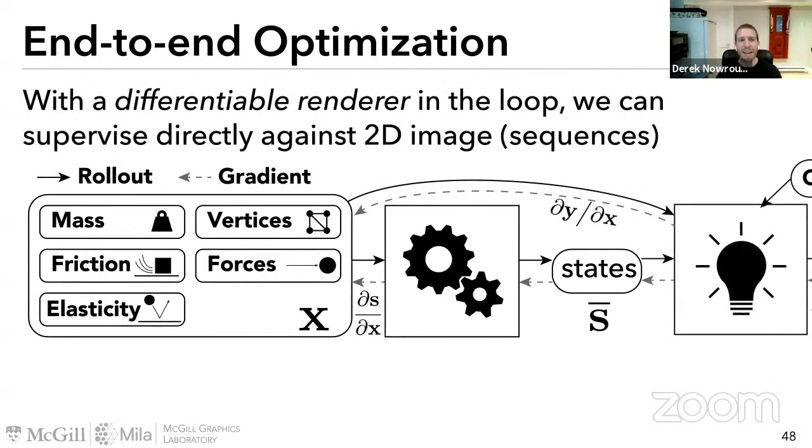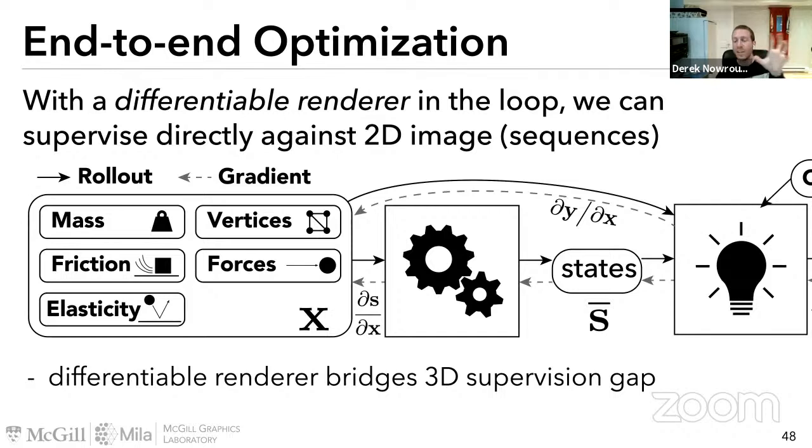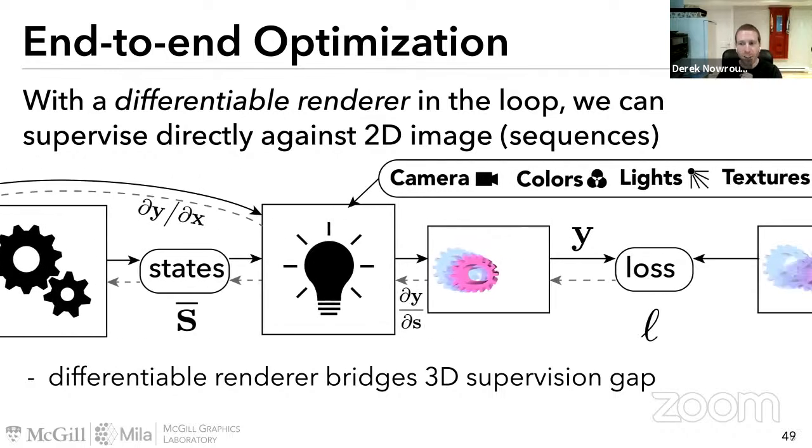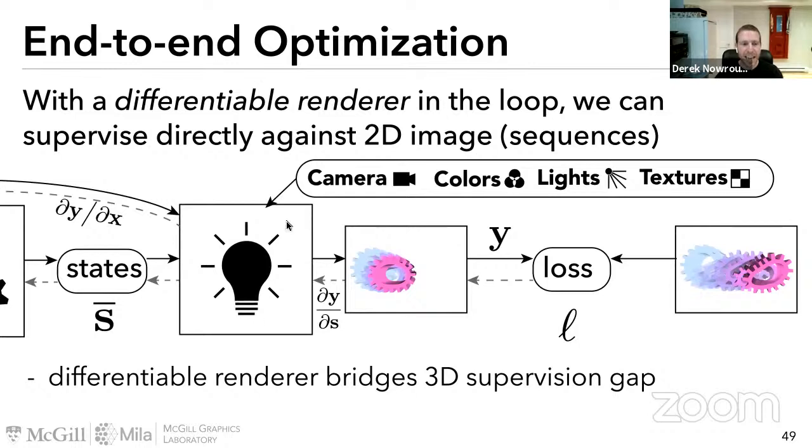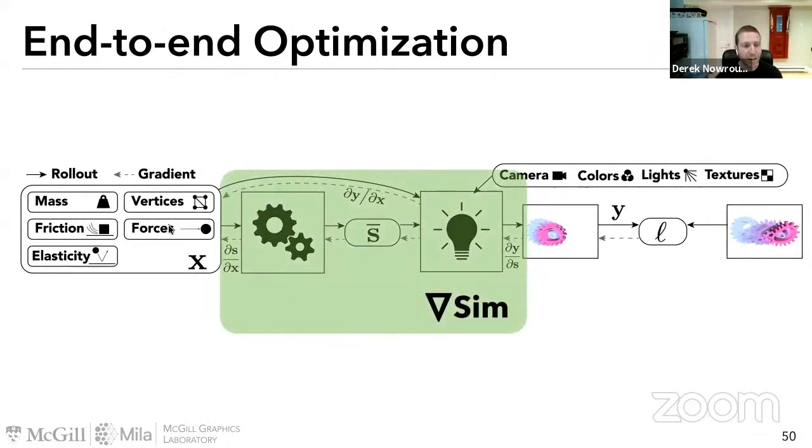What we're instead saying is, what if I add a differentiable renderer in the loop? So now I don't need direct 3D supervision, but instead I can supervise directly against a 2D image or image sequence. So that starts to bridge this 3D supervision gap. So this is our overall system. Now I also have a differentiable renderer, which takes as input camera, colors, lighting, and so forth. But my loss is computed just in image space, and I can propagate all the way back to those 3D states that I care to solve about.